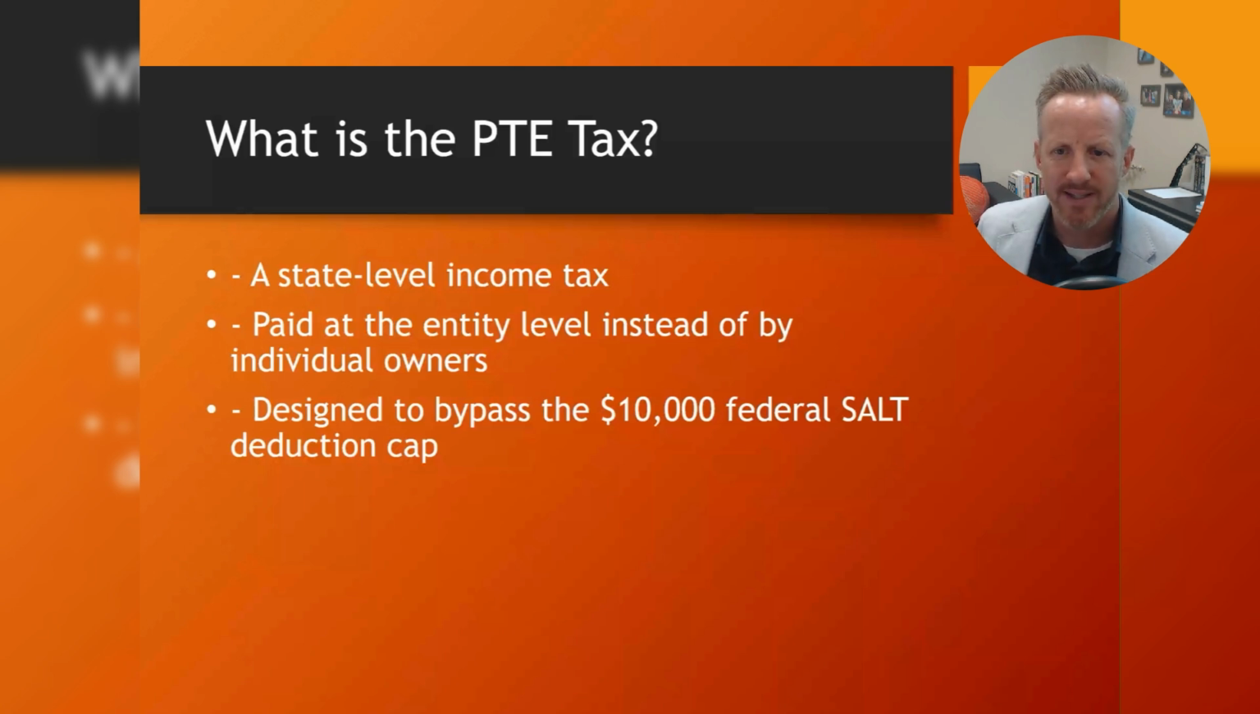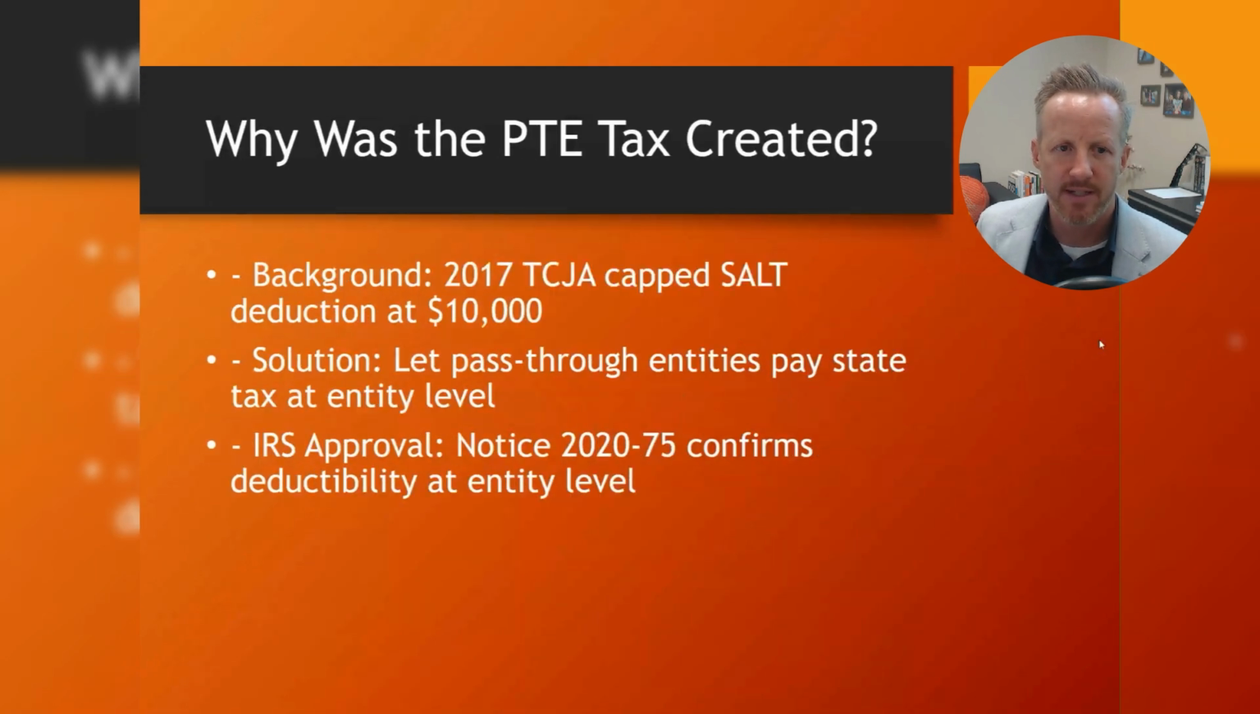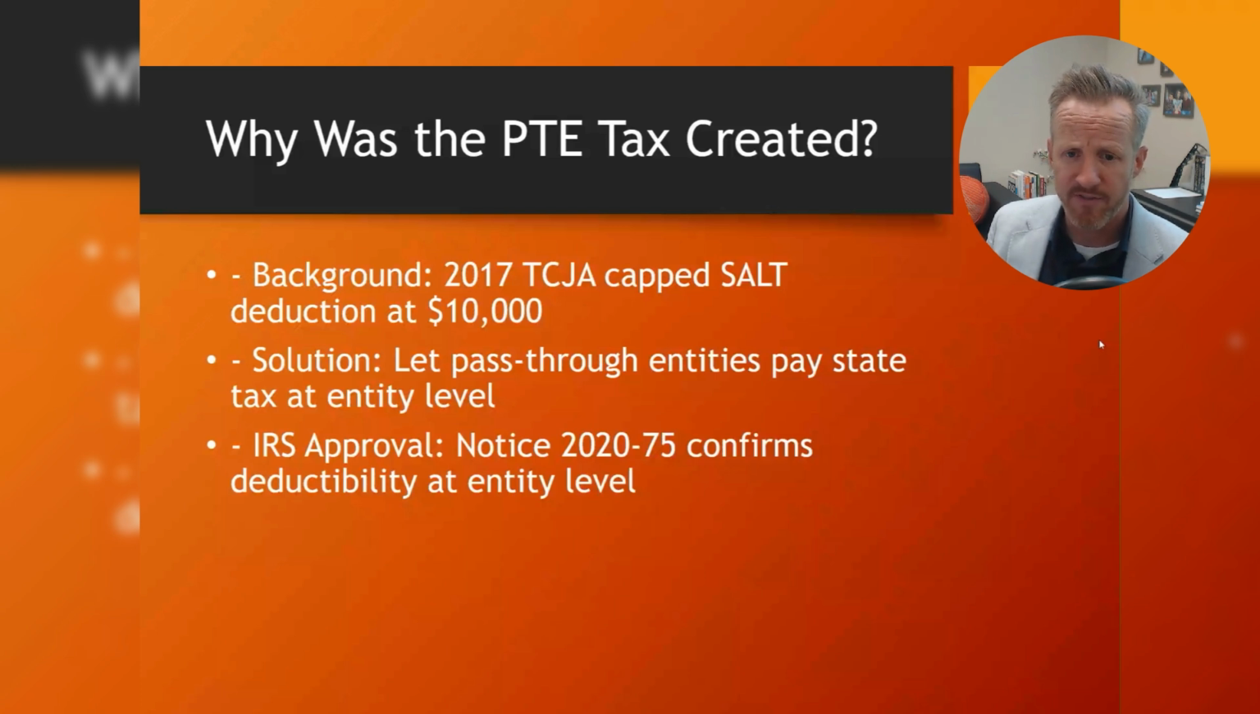I want to go back a little bit to the history of the PTE. Why was the PTE tax created? So before 2017, on your itemized deductions of your personal return, that's Schedule A itemized deductions, there was no cap pretty much. There was no cap on how much of that state and local taxes you could deduct. So if your property taxes were $8,000 for the year, and then you paid state income taxes of $20,000 for the year, you could deduct the sum of both of those, which is $28,000 for the year.